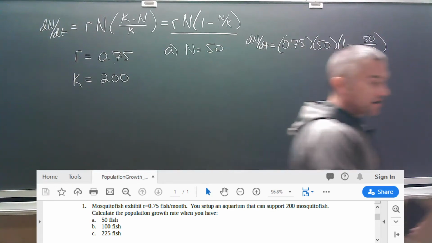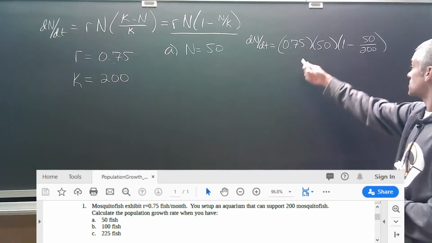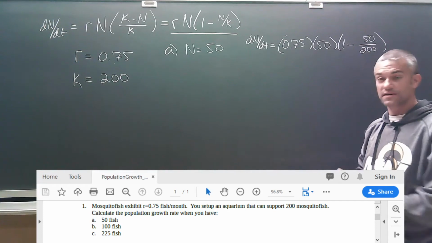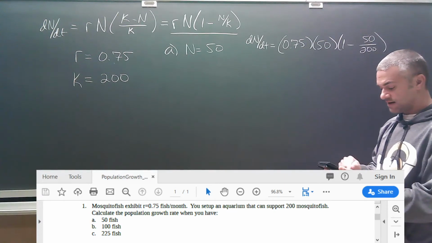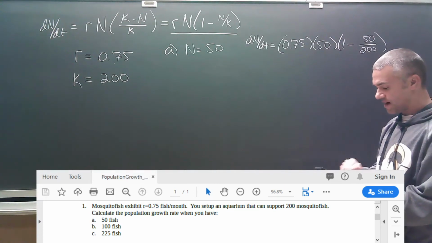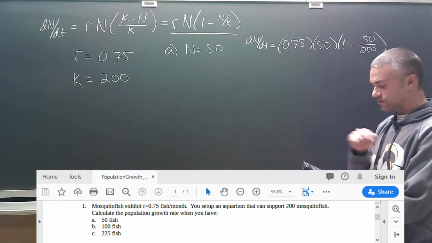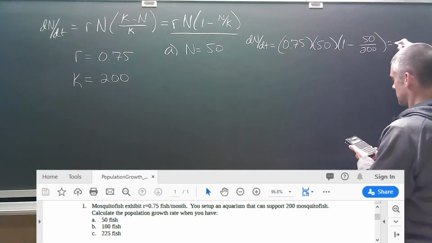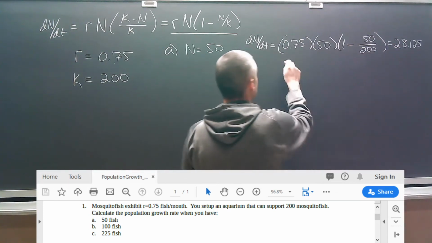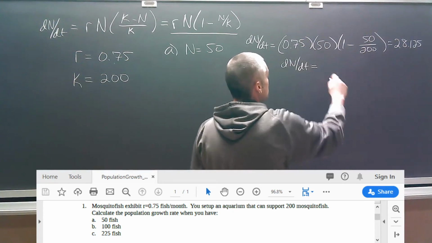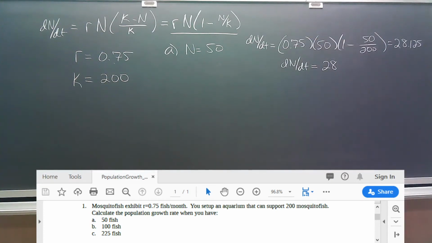Now, the reason why I prefer this method is that I can use parentheses and just type everything right into our calculator. So I've got my calculator here. It is 0.75 times 50 times my parentheses, 1 minus 50 divided by 200, close parentheses, and equal sign, and I get 28.125. And to round, we will say this is a population growth rate of 28 fish per month.